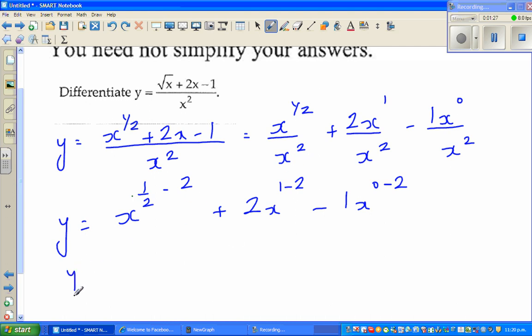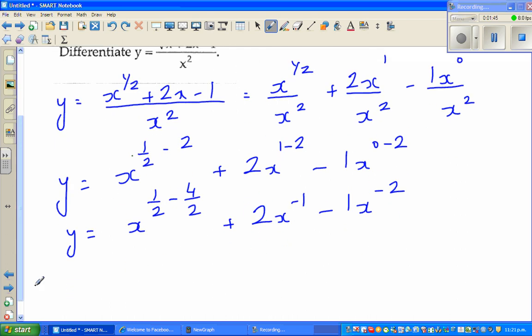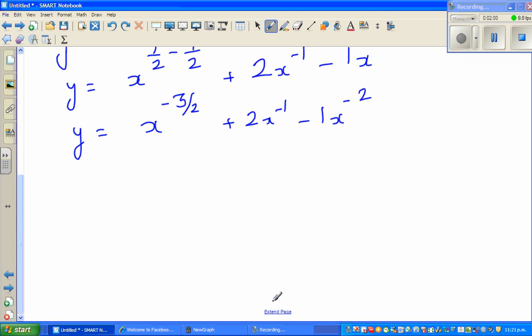Now the next step is y is equal to x to the power half, where 2 can be written as 4 halves, plus 2x to the power negative 1, minus 1 x to the power minus 2. So let me simplify. Finally, you've got y is equal to x to the power minus 3 halves, plus 2x to the power negative 1, minus 1x to the power minus 2. So now you can use the power rule, or it's a polynomial.